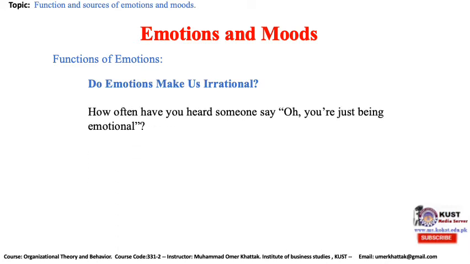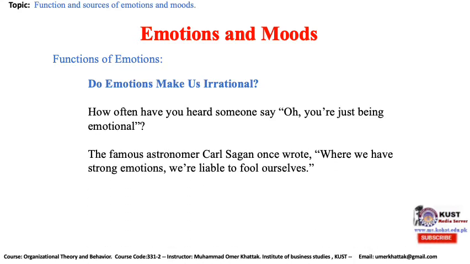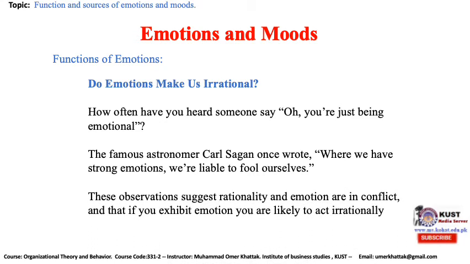How often have you heard someone say, "Oh, you're just being emotional"? The famous astronomer Carl Sagan once wrote, "Where we have strong emotions, we are liable to fool ourselves." These observations suggest rationality and emotion are in conflict, and that if you exhibit emotion, you're likely to act irrationally.